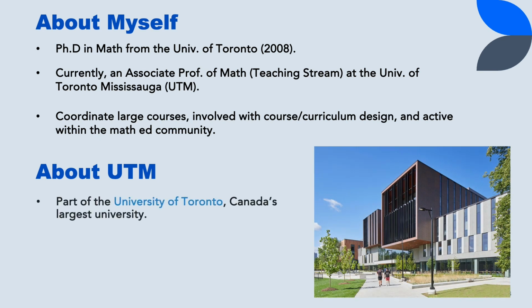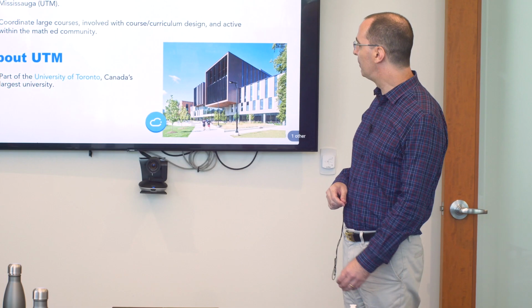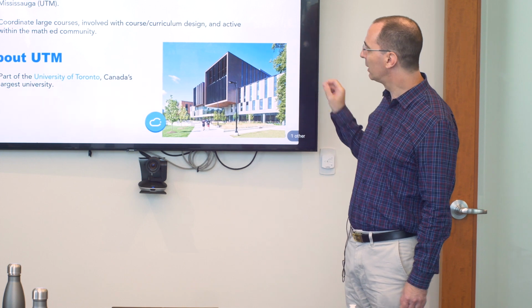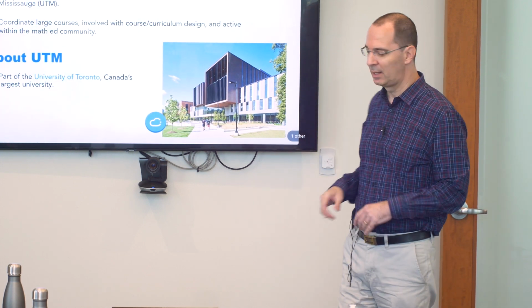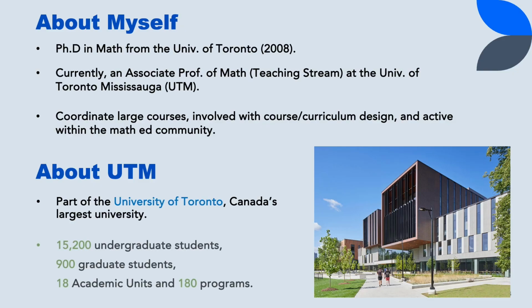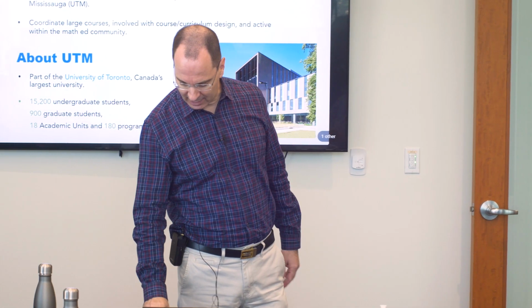A little bit about my institution. So UTM, University of Toronto, Mississauga. This is a part of the University of Toronto, which is Canada's largest university. This is one of the two suburban campuses. This is the one in Mississauga, where I'm based, and there's another one in Scarborough. And about our own campus, just to give you an idea of the size, we have about 15,000 undergraduate students, 900 graduate students, 18 academic units, 180 programs. So this is just an intro about myself and about my institution.